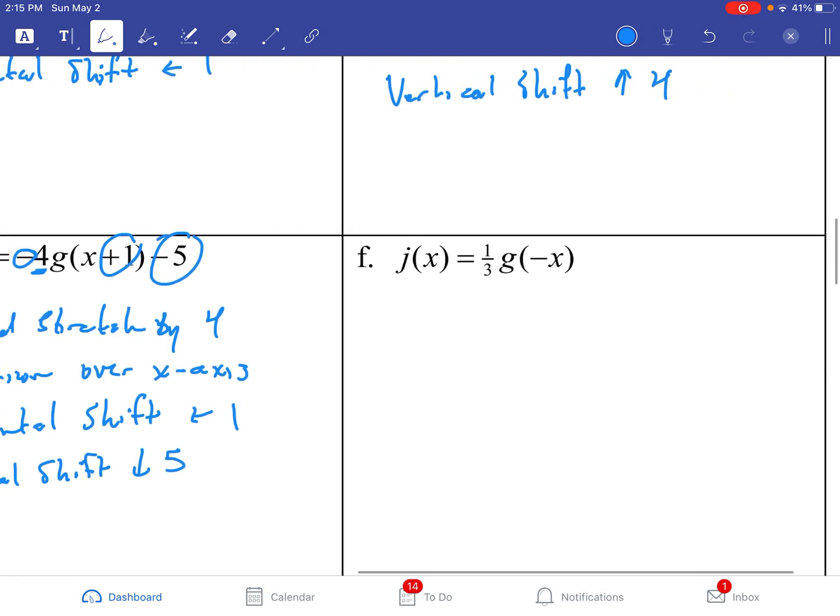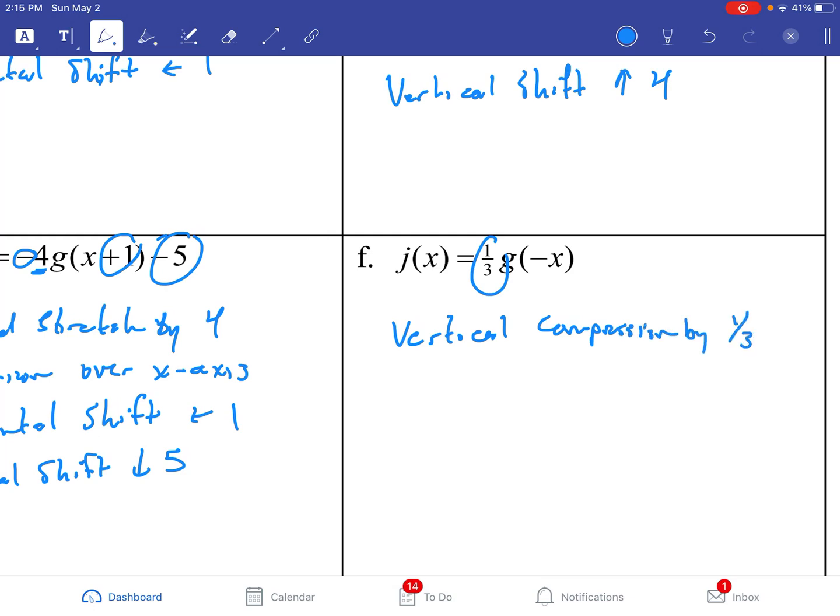All right, last one of these types. There are two things happening here. There's the 1/3 out in front. That is a vertical compression by 1/3. And then we have the negative sign on the inside being multiplied by the x. That is going to be a reflection, this time over the y-axis.